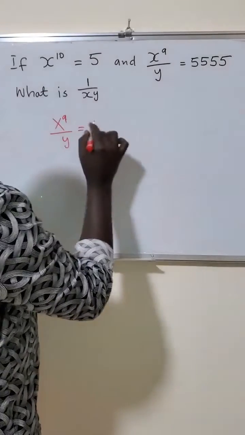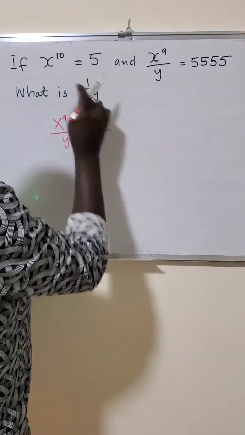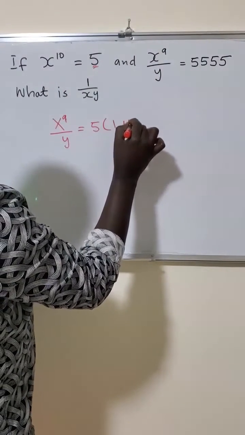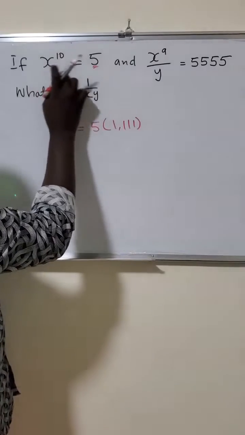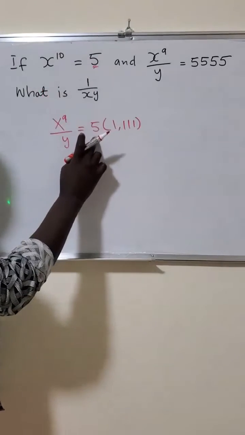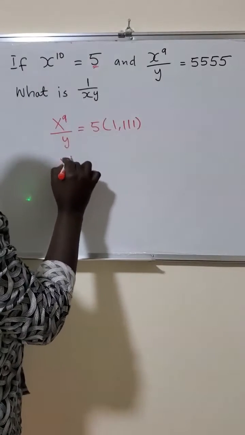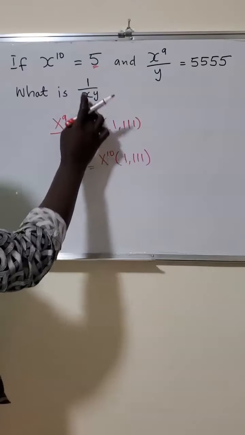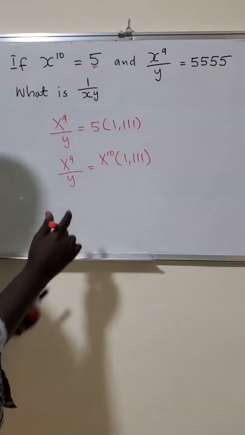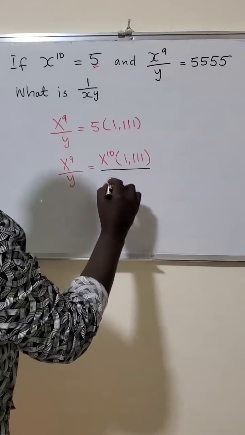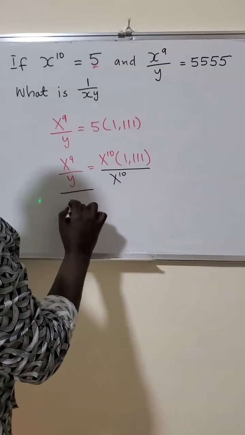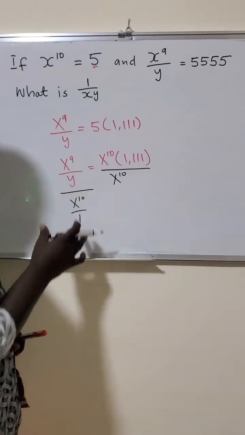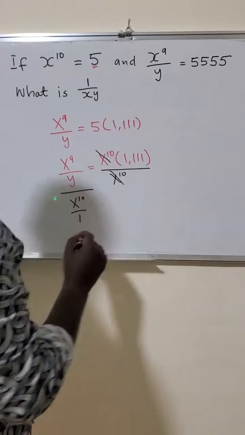It's 555, so let me factor the 5 out because of this 5. And I get 1,111 here. Since this is equal, I'm going to replace the 5 with x to the power 10. We need the x to come down here, so I'm going to divide both sides by x to the power 10. Remember, every number is over 1, so you will see that this and this will go away.